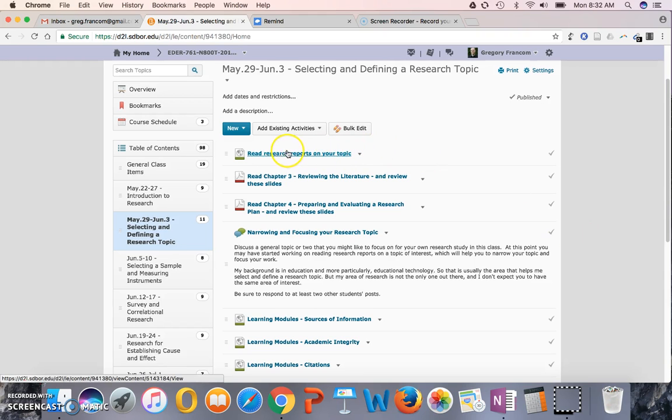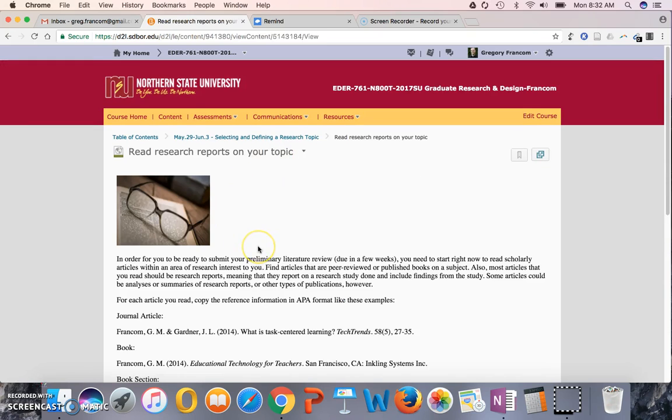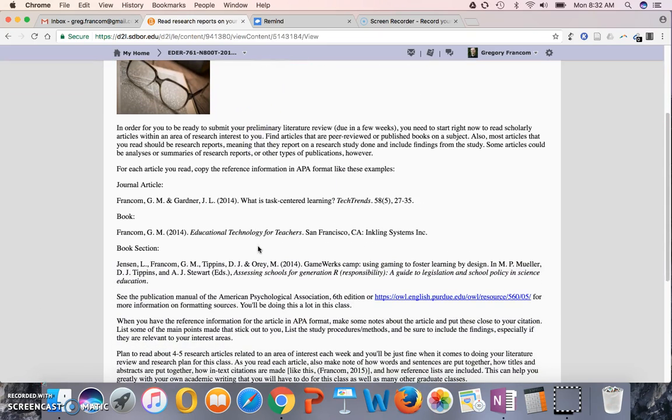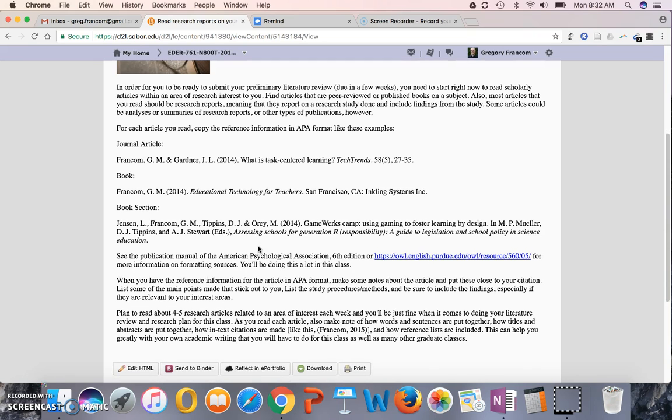In order to get started on that, the first activity for this week says to read research reports on your topic. In order for you to be ready to submit that, which is due in a few weeks, you need to start right now to read scholarly articles within an area of research interest to you. That's why there's library instruction on how to find those scholarly articles. That's why you're going through the learning modules, to help you find those articles.